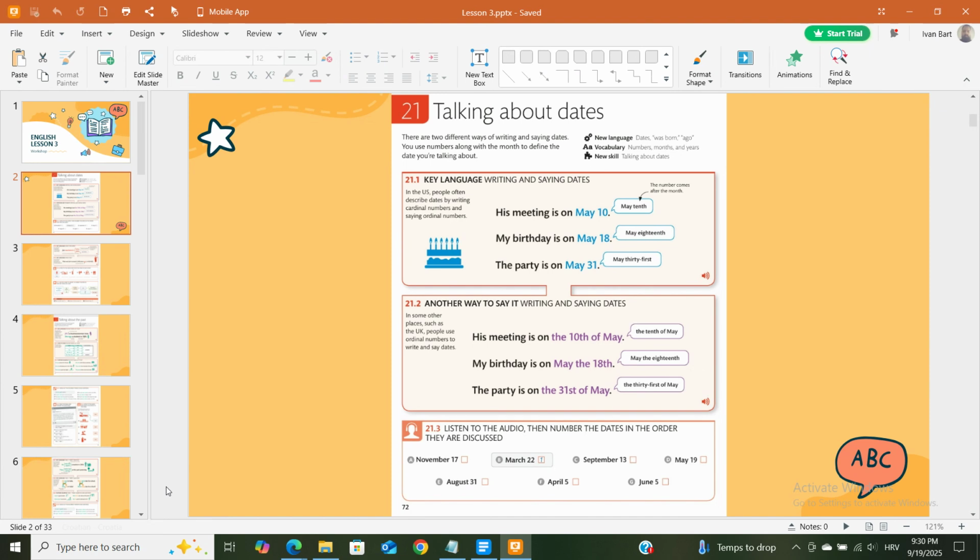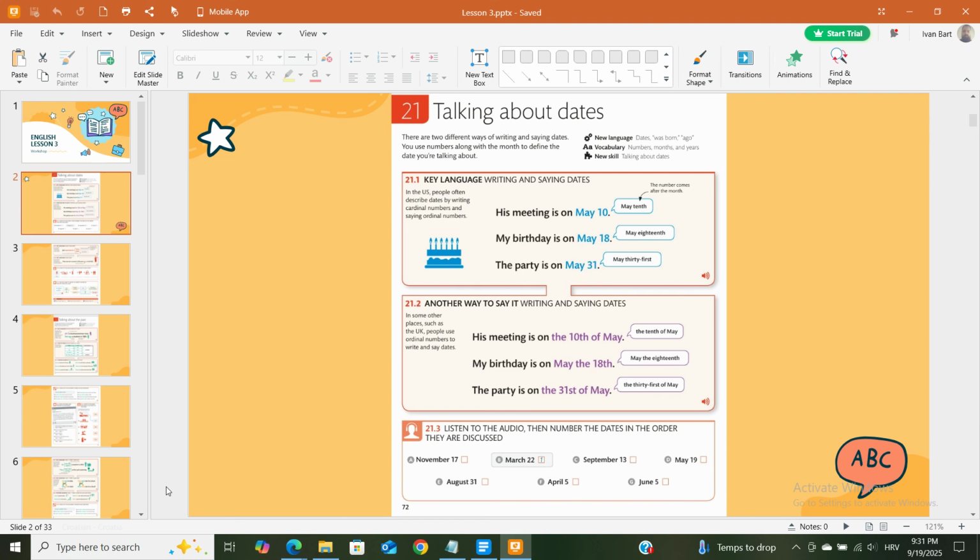21.1 Key language: writing and saying dates. In the US, people often describe dates by writing cardinal numbers and saying ordinal numbers. His meeting is on May 10th. The number comes after the month. My birthday is on May 18th. The party is on May 31st.